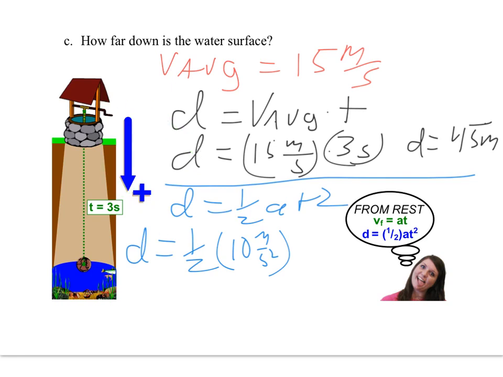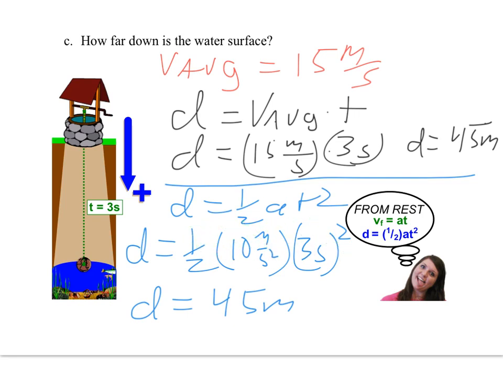All right, that time, it still takes 3 seconds to get there. So look what happens. 3 seconds squared, so 3 times 3, that's 9. 9 times 10 would be 90, but cut that in half, and look what we wind up with. D is equal to 45 meters. The same 45 meters that we calculated by using the average velocity times the time to get the displacement. We can also use D is equal to 1/2 AT squared.